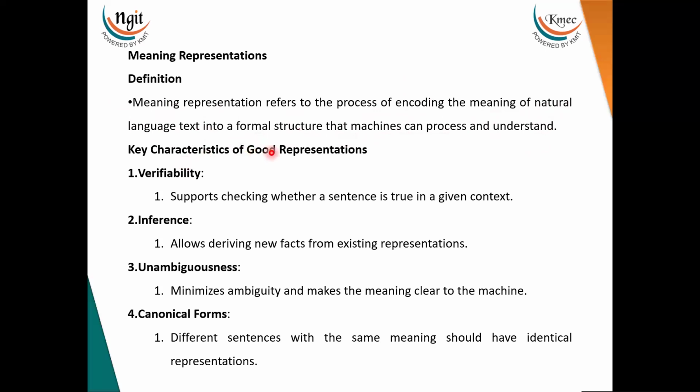So what are the key characteristics of good representations? That is your meaningful representation. First one is verifiability, which supports checking whether a sentence is true in a given context. Second is inference, allows deriving new facts from existing representations. Third is unambiguousness, minimizes ambiguity and makes the meaning clear to the machine. We already know what is ambiguity. Canonical forms is the next. Different sentences with the same meaning should have identical representations.